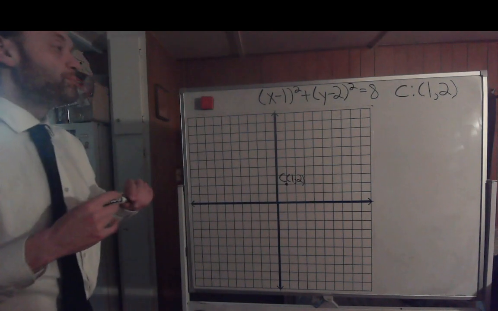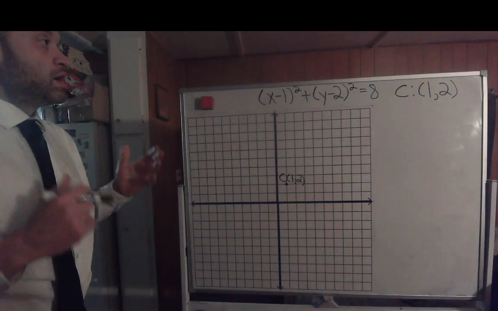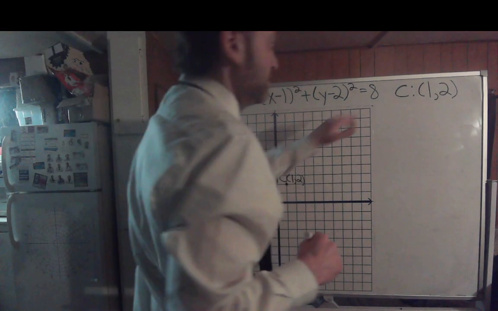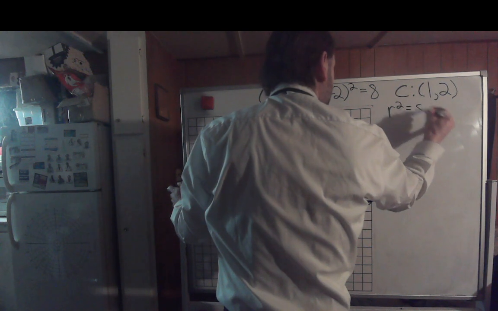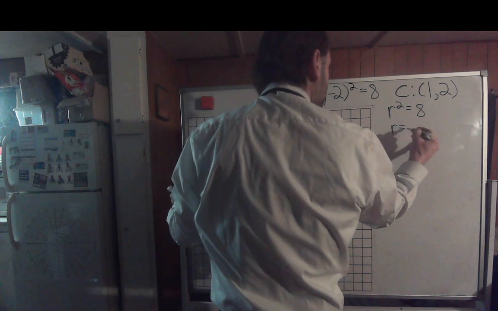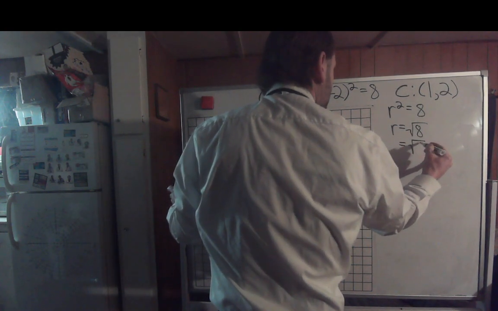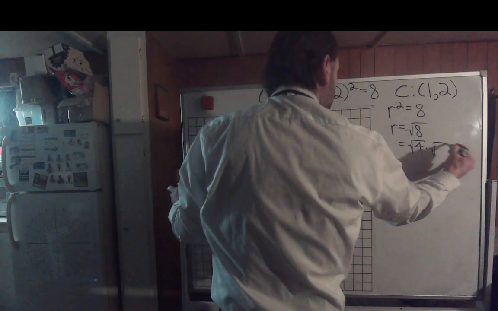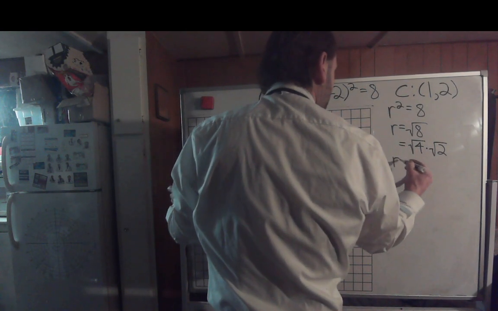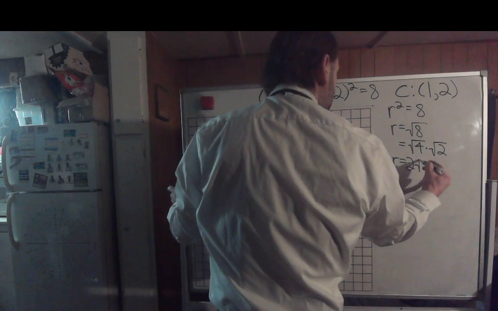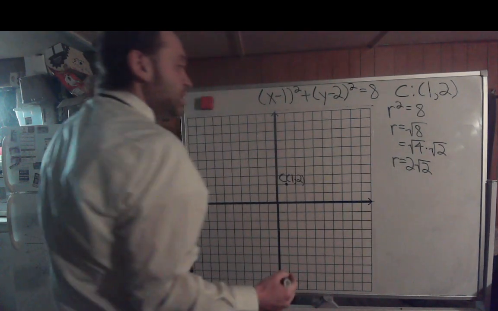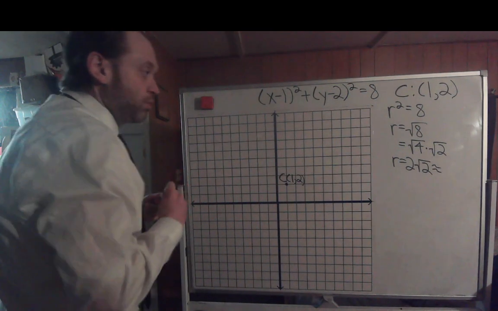Okay, now we also have our radius to deal with. So the radius squared is equal to 8, which means the radius equals the square root of 8, which would end up being the square root of 4 times the square root of 2, which means your radius is equal to 2 times the square root of 2. So let's get a decimal approximation on that so we know about where to go.